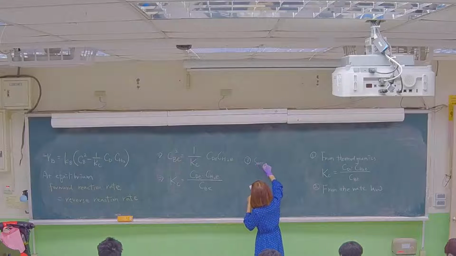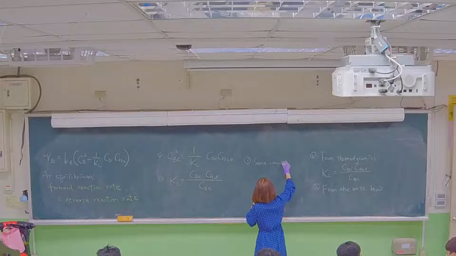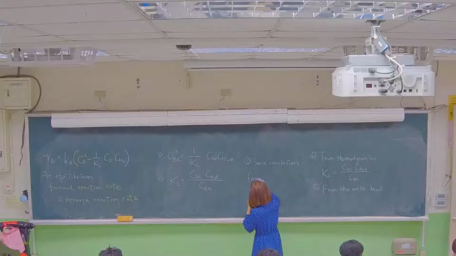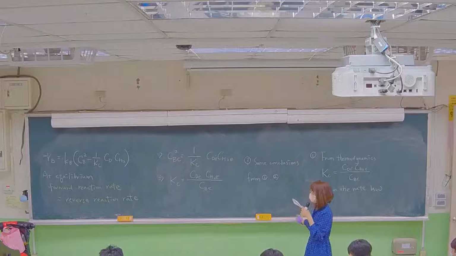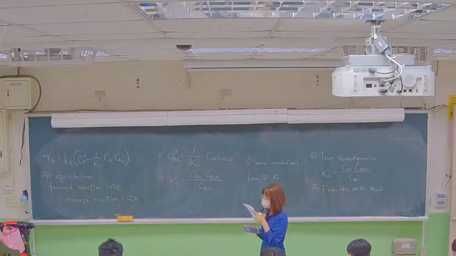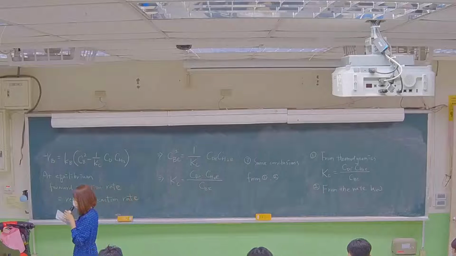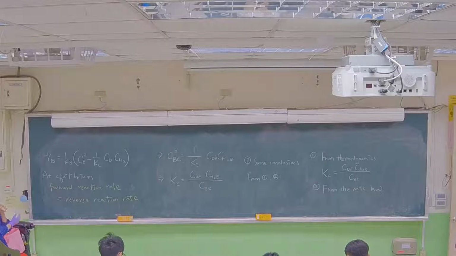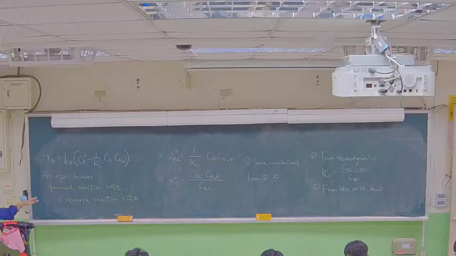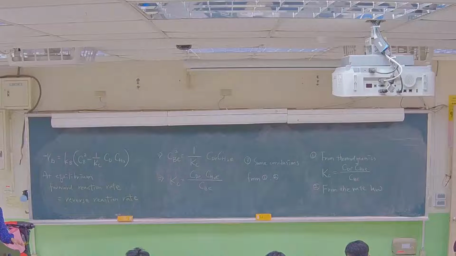So we got the same conclusion from the first and the second point. That means the rate law is thermodynamically consistent at equilibrium. So from the viewpoint of rate law and from the viewpoint of thermodynamics, we got the same result for Kc. So they are consistent, okay?